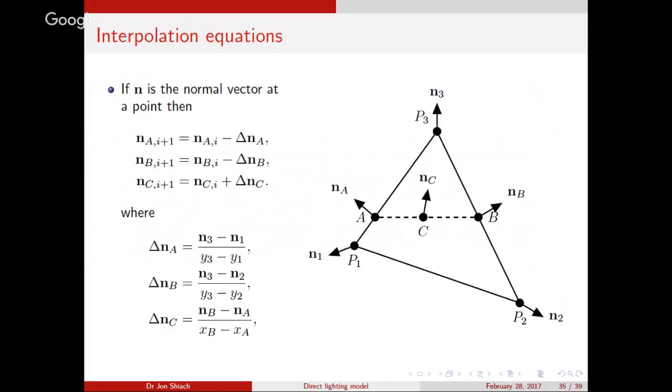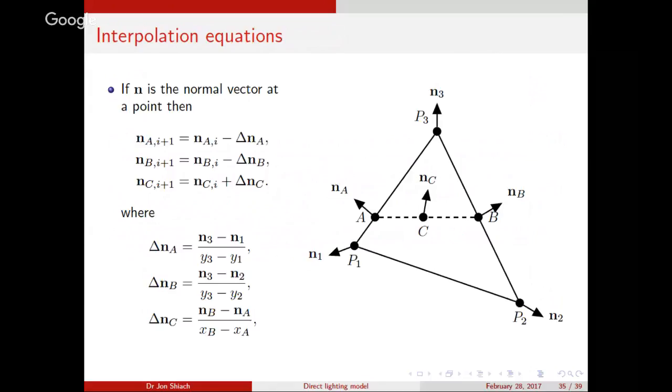Okay. Right, so here's a diagram. Here's the same polygon, but instead of calculating intensities at P1, P2, P3, we calculate the normal vectors, and that's just averaging the polygons which share a vertex. And then we interpolate the normals down the left and right hand side. Now, interpolating a vector is the same as interpolating a scalar. The interpolation equation is exactly the same. So in this case, on the left hand side, for Na, all we're doing is subtracting delta Na from the previous value, and delta Na is itself a vector.